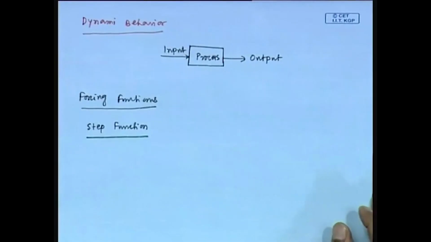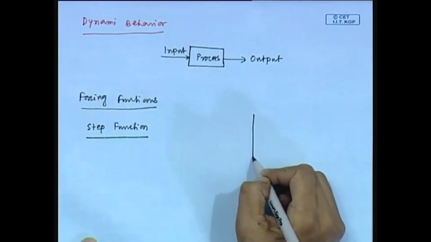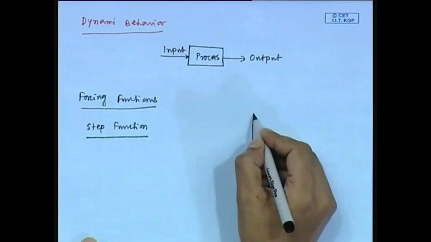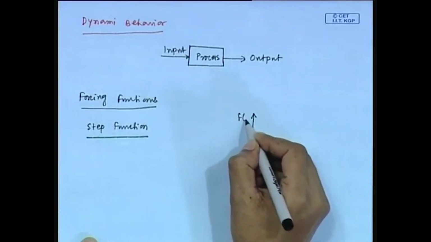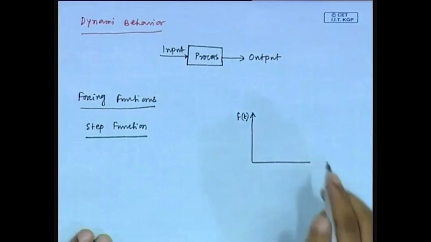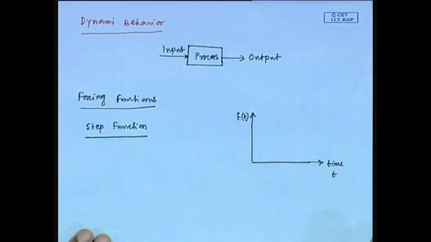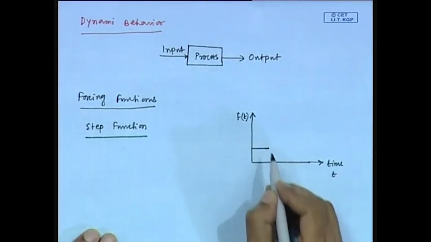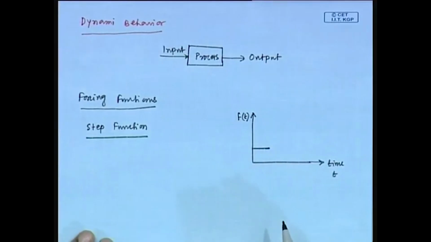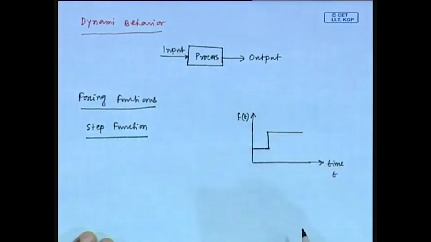So, first I am drawing the step function, how it looks. The function we will represent by f. So, this is f t and this is time t. Initially, the process is at steady state condition. I mean, there is no change. Now, we are changing the input variable in this way.